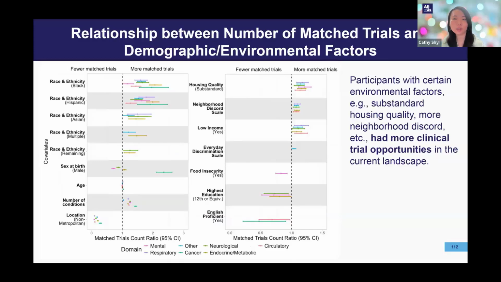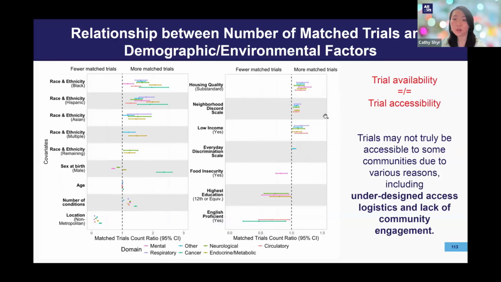Now, we also looked at the relationship between the number of matched trials and different demographic and environmental factors. So this is, again, leveraging the electronic health records in All of Us and linking that with the survey data information. So what we found is that participants from certain demographics had more clinical trial opportunities in the current landscape.